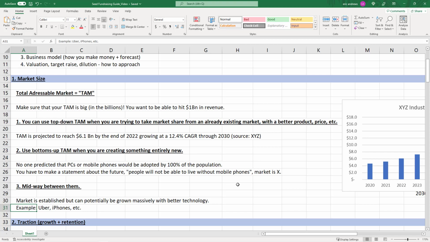And when the iPhone came out, they found out that people were willing to pay 2, 3, 4, 5 times more for a phone because the phone was so much better and was so much more valuable. And so the iPhone grew the TAM of mobile phones massively because people were willing to pay more money for this product. So these are the three ways you can talk about this.